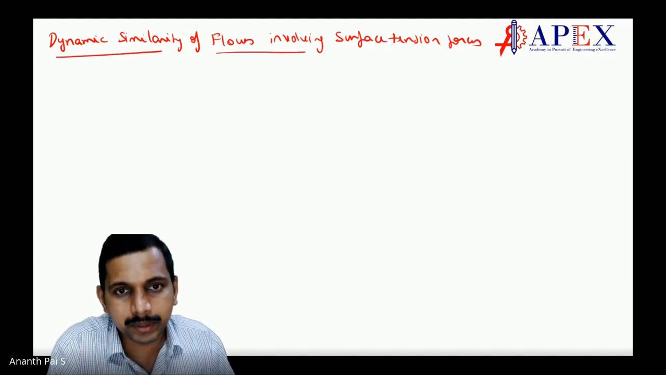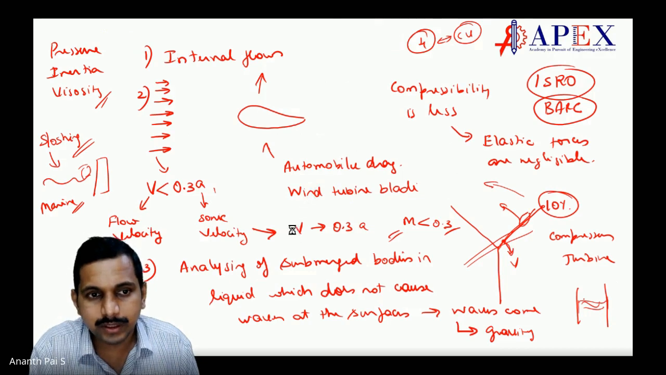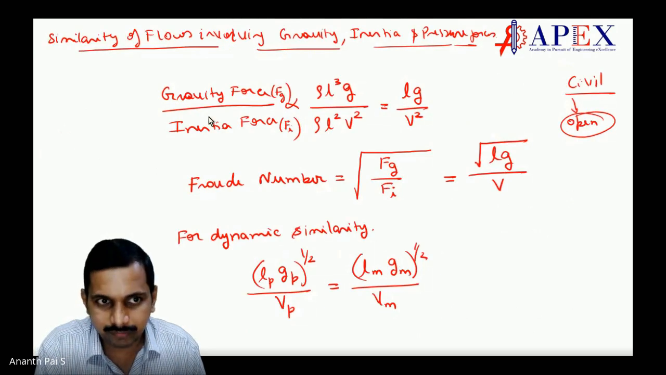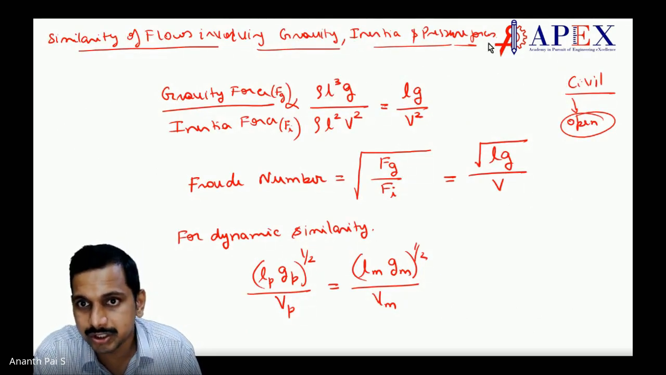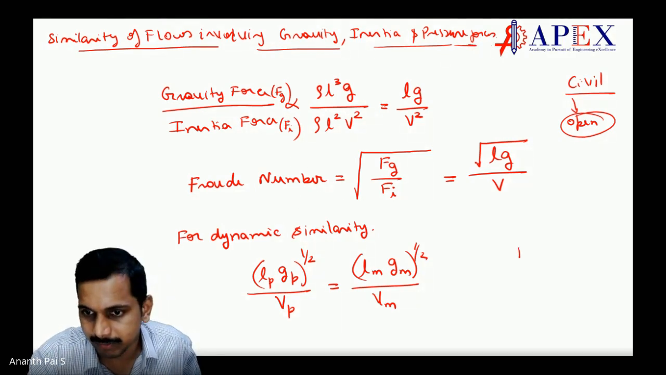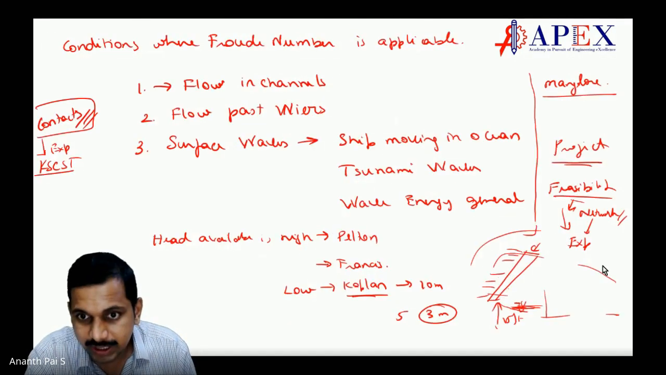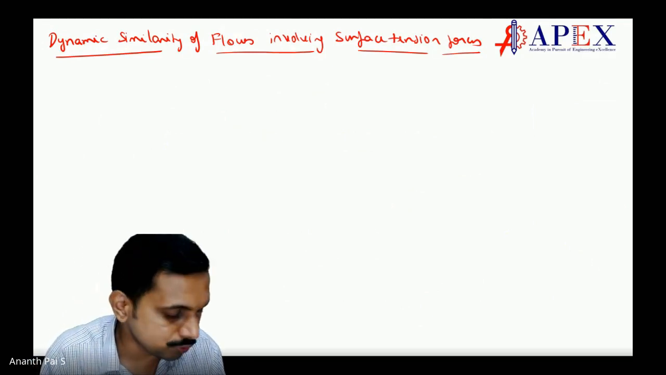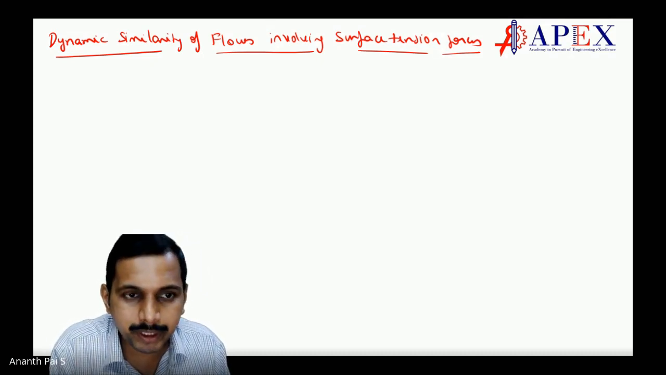You have to remember first of all, what are the numbers we have got? The first one is our inertia, Reynolds number, then Euler number. When you have gravity, inertia, and pressure, it is important that you have Froude number and Euler number. Very important, these both numbers are important here. Next, surface tension, where surface tension is the dominant force.